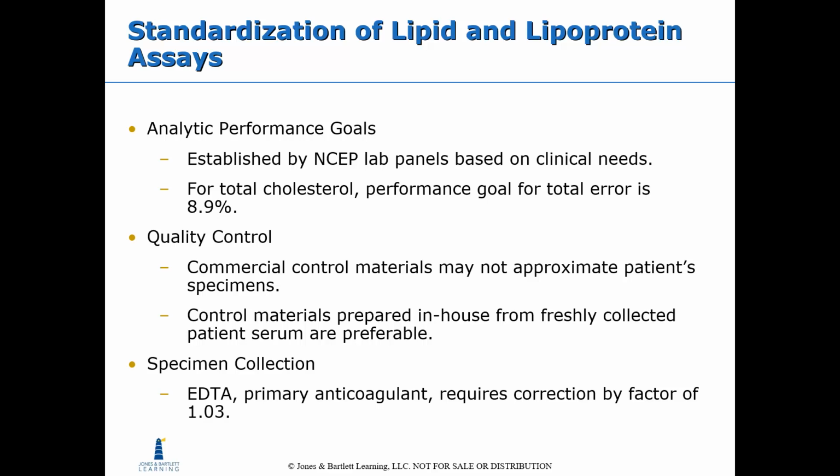Analytic performance goals are established by NCEP lab panels based on clinical needs. For total cholesterol, the performance goal for total error is 8.9%. Quality control: commercial control materials may not approximate patients' specimens. Control materials prepared in-house from freshly collected patients' serum are preferable. For specimen collection, EDTA is the primary anticoagulant, and it requires correction by a factor of 1.03.